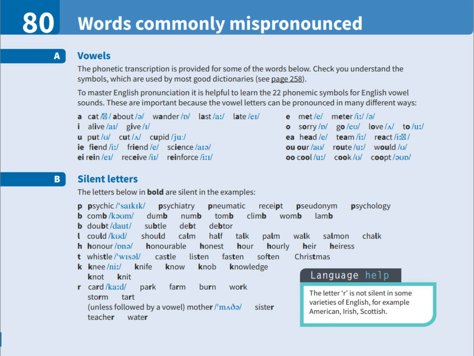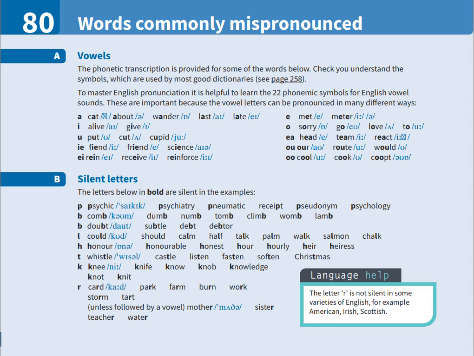The letter O changes its sound in sorry, go, love, and to. The letters EA are pronounced differently in head, team, and react. The letters OU have different sounds in hour, root, and would. The letters OO are also pronounced differently in cool, cook, and cooped.